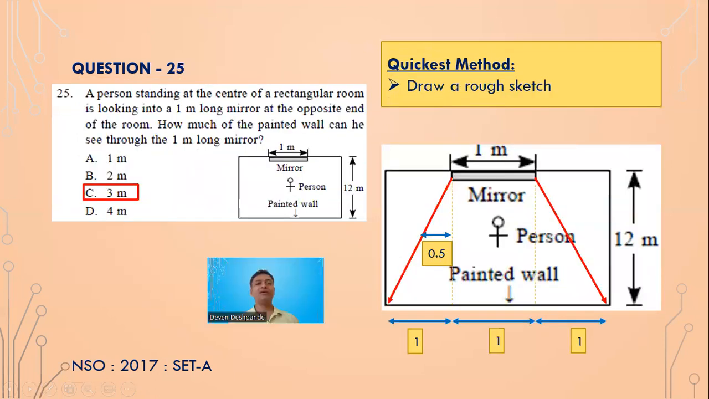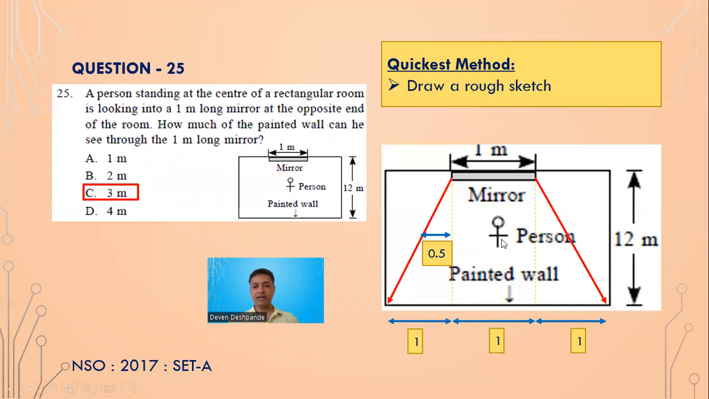Okay, the last one. Hooray. A person standing at the center of a rectangular room is looking at a 1 meter long mirror at the opposite end of the room. How much of the painted wall can he see through the 1 meter long mirror? So here in the mirror he's seeing the painted wall, but how much of the painted wall can the person see? So again, you have to draw a rough sketch.